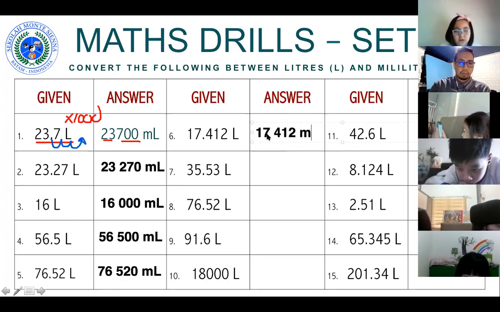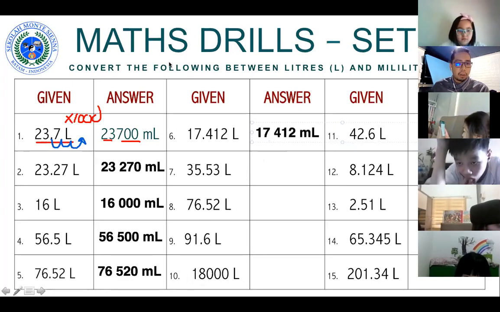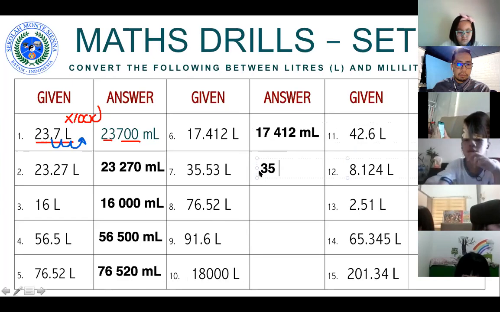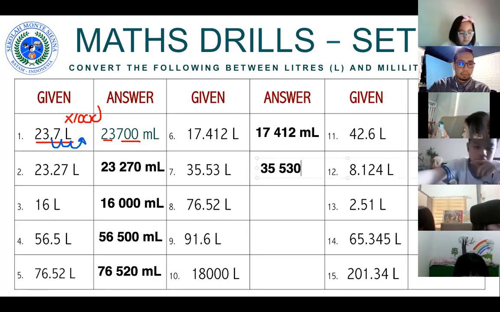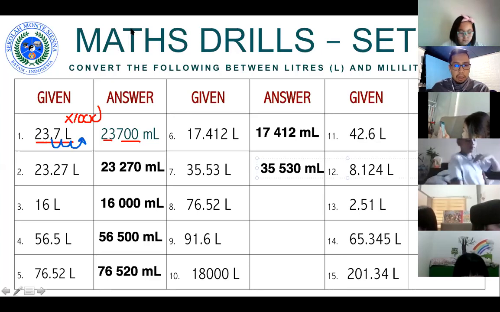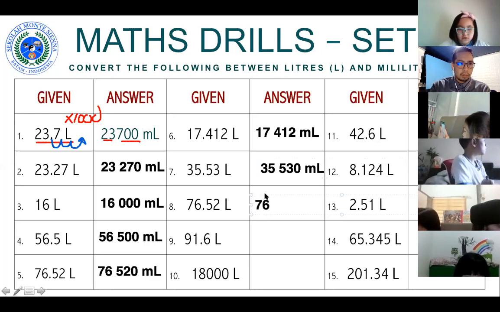17412 ml. Yeah, you can mute your microphone to answer. You can just read your answer on your paper. Number seven: 35530 ml. Number eight: 76520 ml.